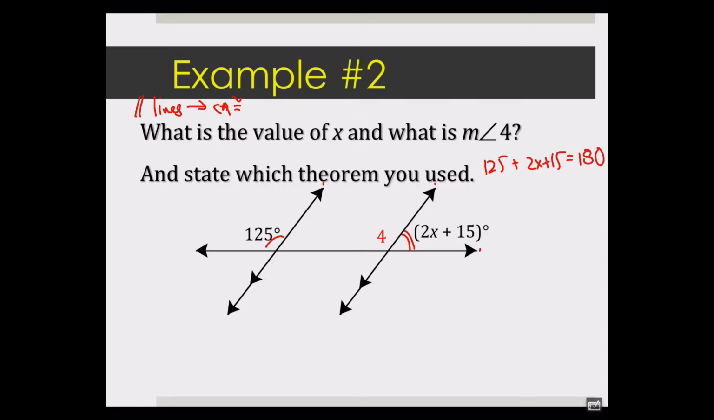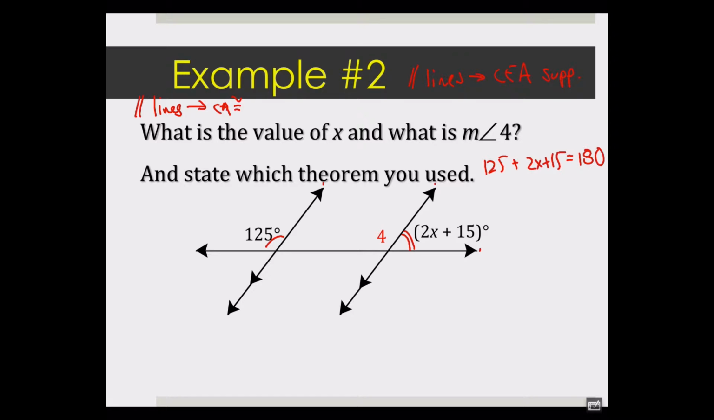Are they corresponding? No, because that one's in the upper left, this is in the upper right, so they can't be corresponding. Now they're consecutive. Which consecutive? Interior or exterior? Are they between the parallel lines or outside? Beautiful. So therefore, these lines would be parallel lines. Ooh, the red looks cool on the black. Implies that consecutive angles are supplementary.